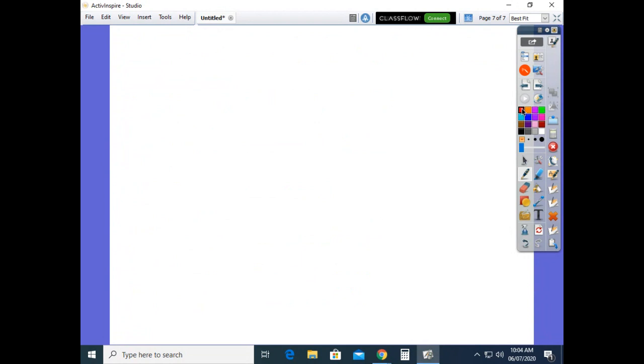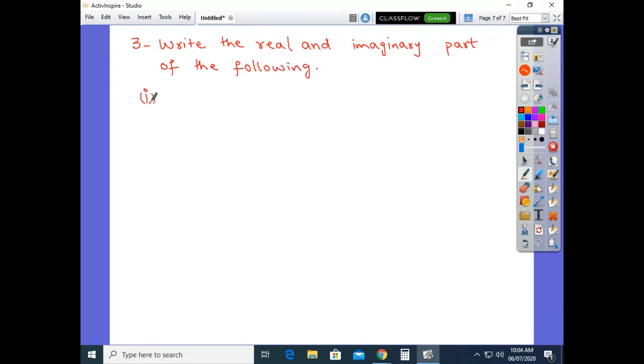In question number 3, write the real and imaginary part of the following. Here we write the real and imaginary part of a complex number. The first number is 1 plus iota.